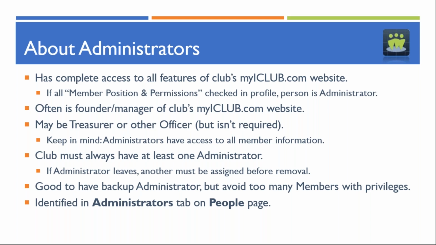You can identify the administrators in your club. If you go to My iClub, click on the People tab, and there is an Administrators tab there. Click on that, and you will see the individuals in your club who have been identified as administrators. If you're seeing 4 or 5 administrators, that's probably too many, and you should take a look and see who's actively an administrator and who really needs to have the capabilities.